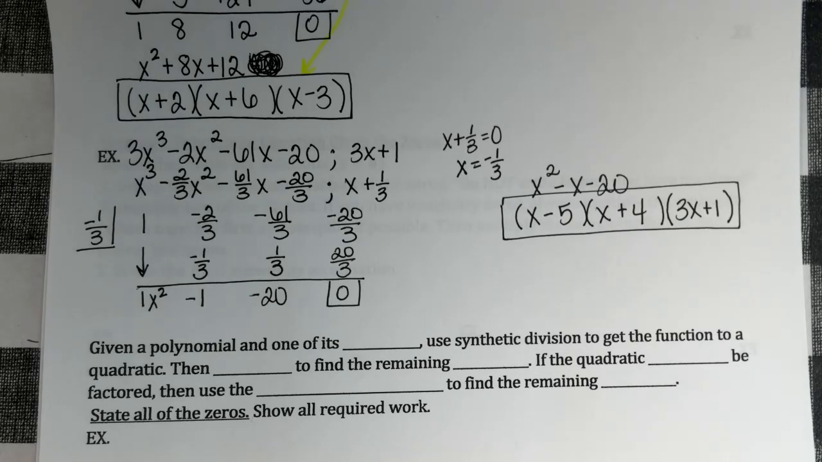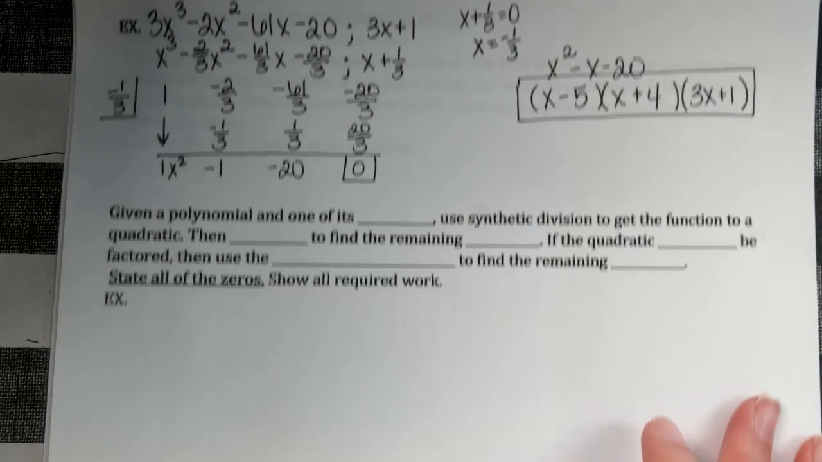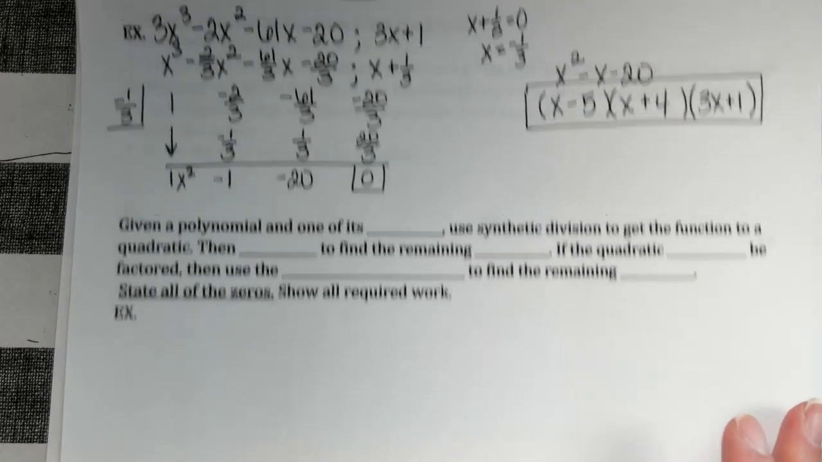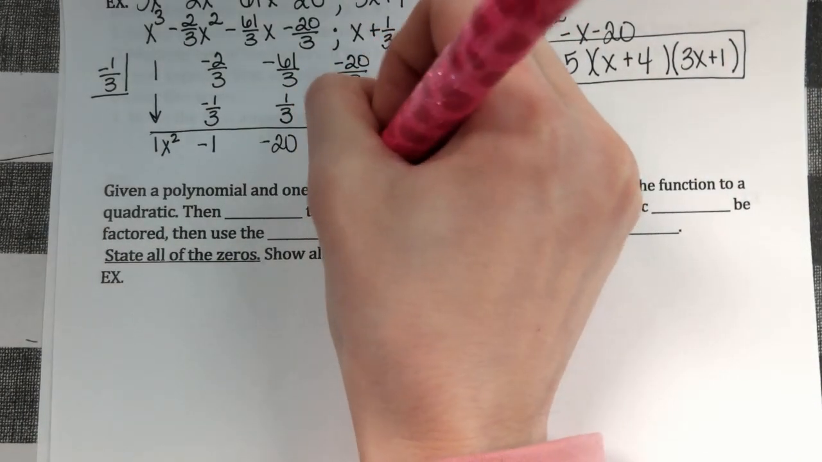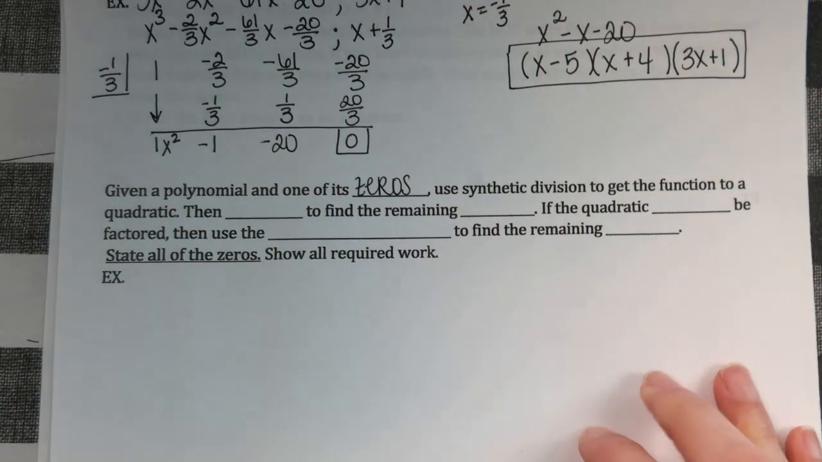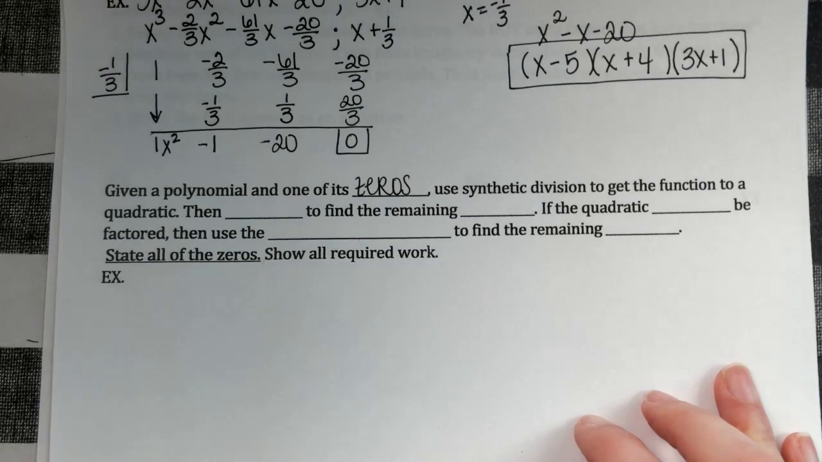Okay, are we good with that section? All right, so now instead of me saying I'm giving you a factor, now I'm giving a polynomial and one of its zeros. So that one word changes what you're going to do after you get to the quotient. Okay, so you have to know what to do when.